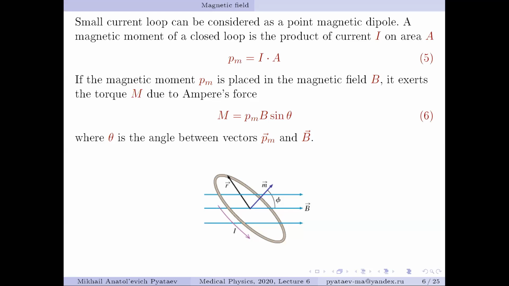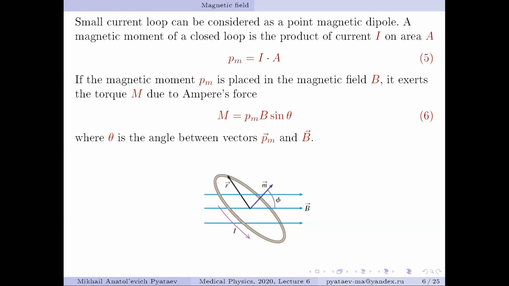That's why it is very important to study this object, a point magnetic dipole. And the distribution of magnetic field for a point magnetic dipole is the same as the distribution of electric fields for a point electric dipole. You see that the object itself looks different.